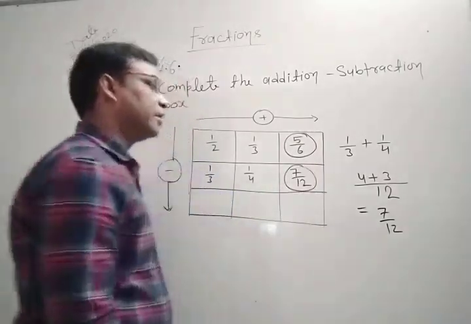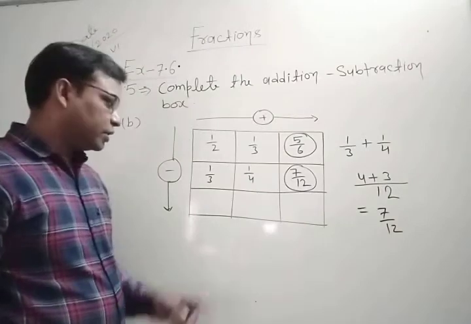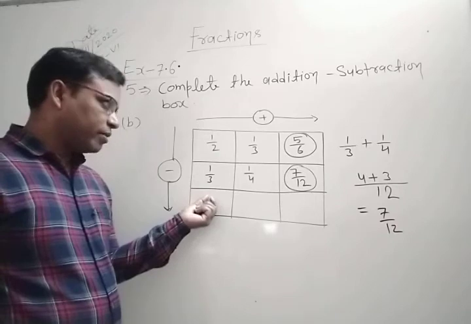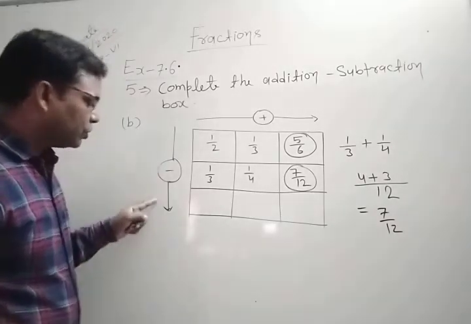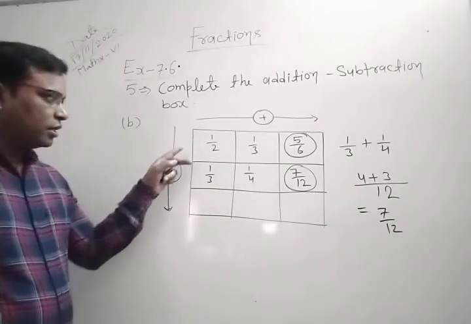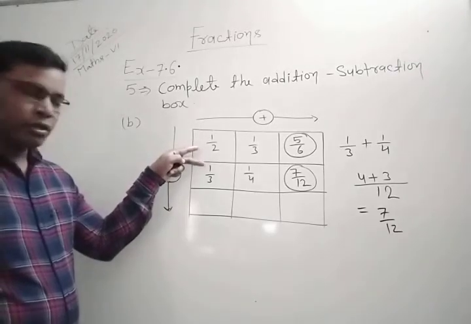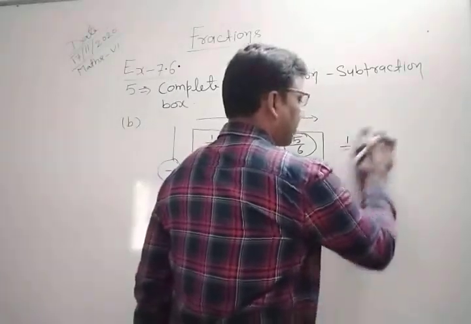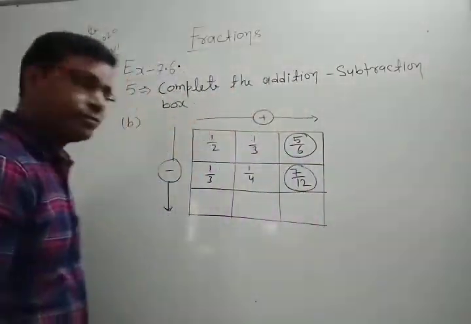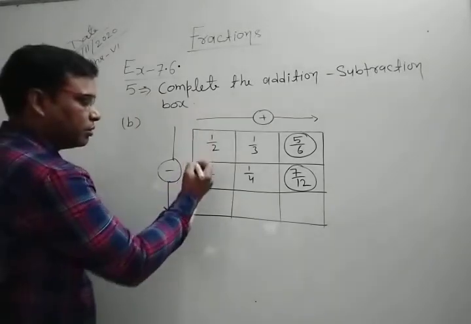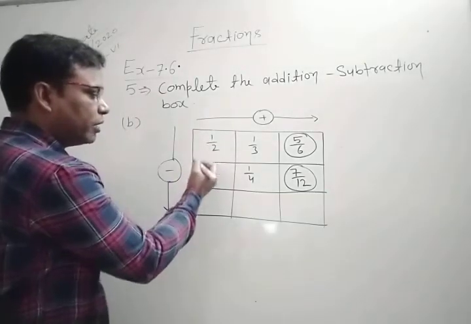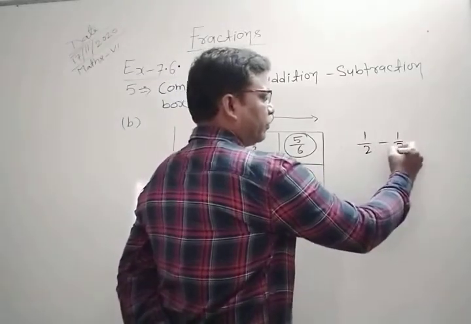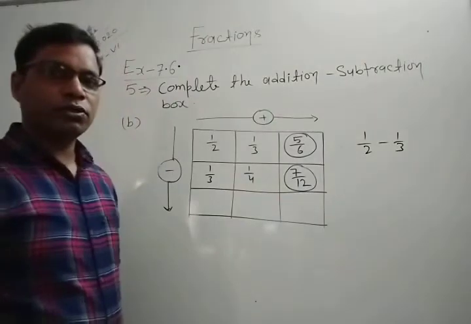Here we fit. Now we are going to discuss these boxes. What do we write in these boxes? For this we see this 0, which represents subtraction. If you subtract these two fractions, then you can fit the result here. Okay. So for this we subtract here 1 by 2 minus 1 by 3. 1 by 2 minus 1 by 3 is equal to what?